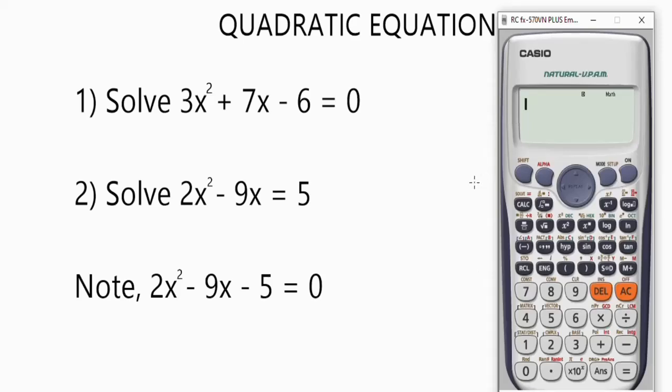As you can see, we have two questions here to practice with. Alright, so we're going to solve the two of them together here. So let's begin with question 1. We have: solve 3x squared plus 7x minus 6 equals 0.